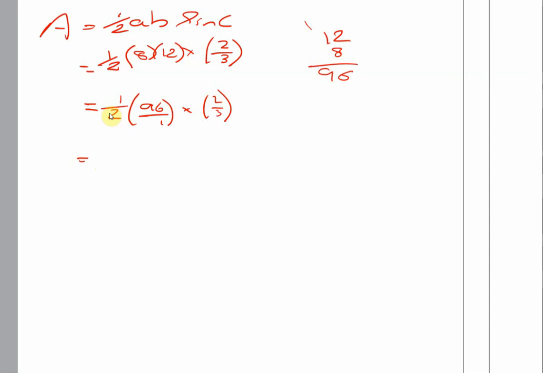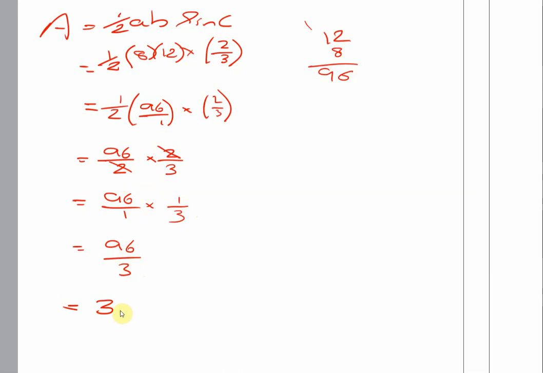So here we could do half times 96 over 1, so that would be 96 over 2 times 2 over 3. Now watch what happens here. A small trick for you to watch out for is this 2 here is going to cancel with this 2 here. So what you could do is eliminate these and have 96 over 1 times 1 over 3. So that becomes 96 over 3, which is nice and simple because 9 divided by 3 is 3 and 6 divided by 3 is 2. So your final answer here is 32.